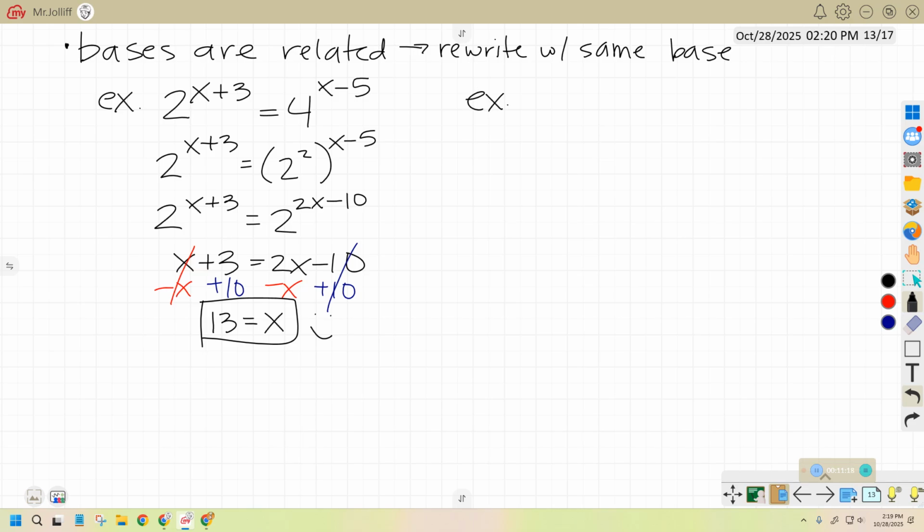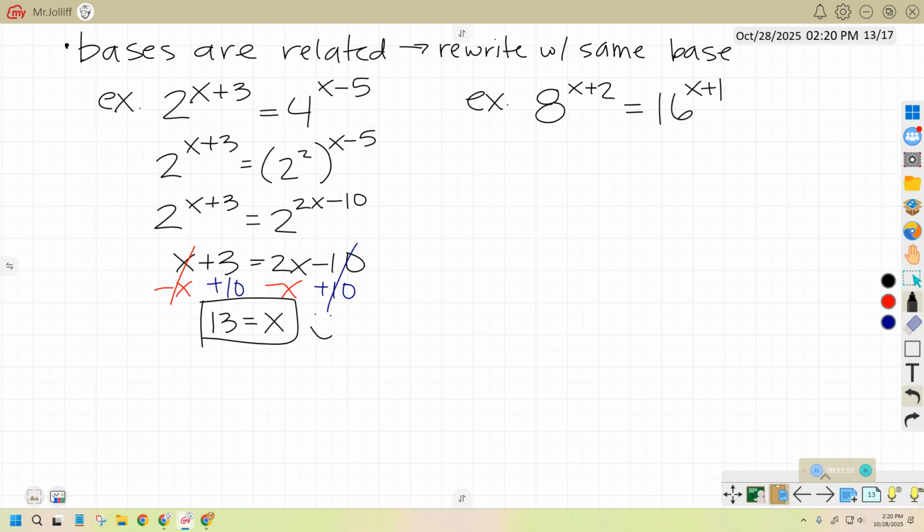All right, try another one. Slightly trickier. 8^(x+2) = 16^(x+1). 16 is not a power of 8.